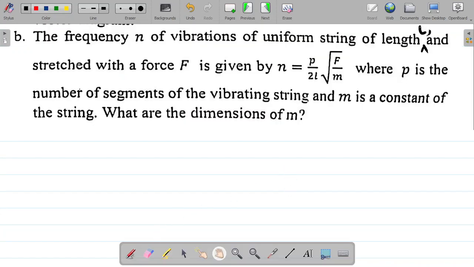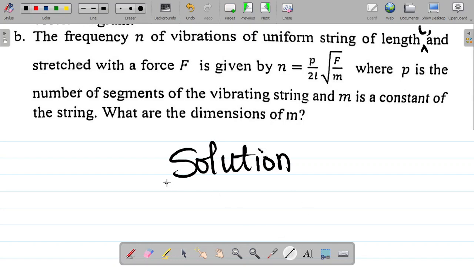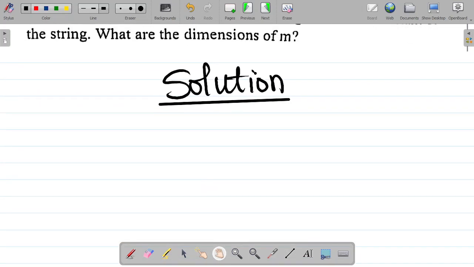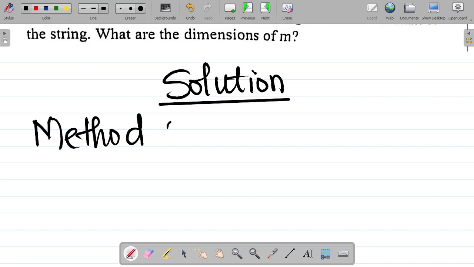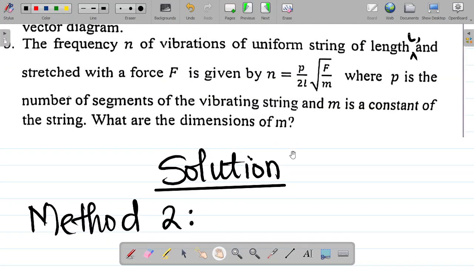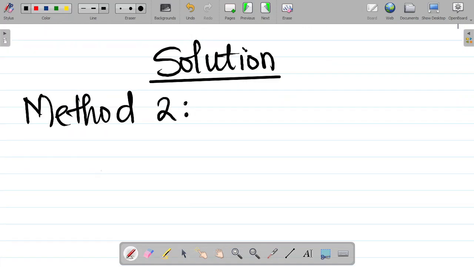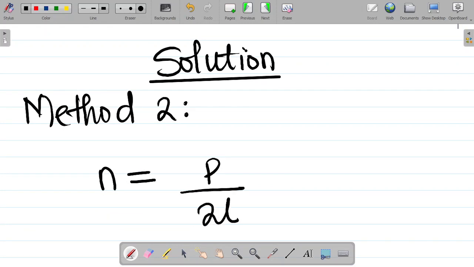Alright, so let's look at method 2, a second method of solving this same question, and then you choose which is best for you. Now, for method 2, of course, you list out your parameters and all of that. We're given n is equal to p all over 2l into the square root of f over m. So how do we solve this using our second method?